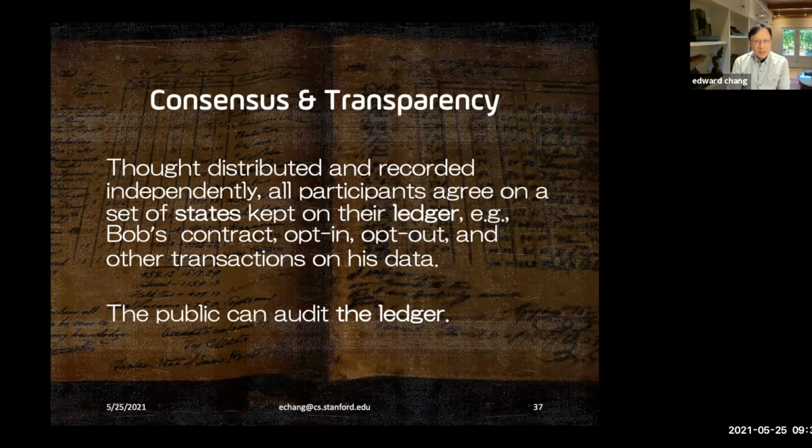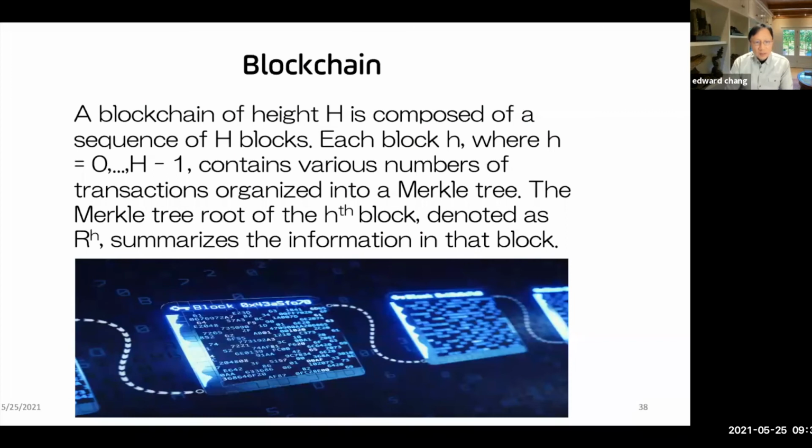So consensus versus transparency. In the privacy situation, all the actions, like what kind of data I allow the consumer to be processed by the business, and the contract, opt-out information, rectification, all the information needs to be transparent to the public so it can be audited. And using blockchain to solve the problem, first of all, let's quickly identify the structure of blockchain.